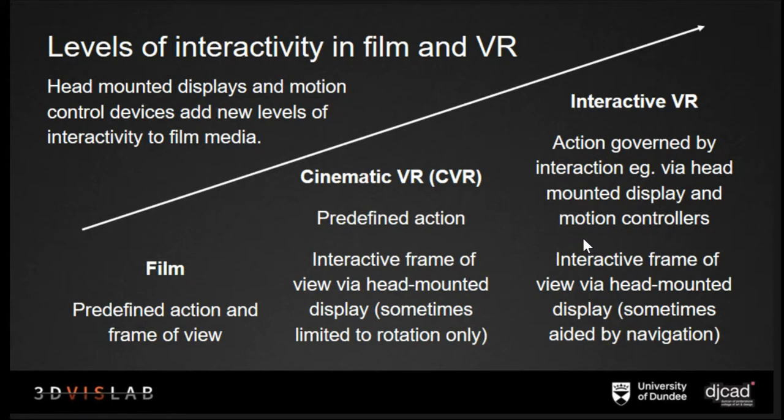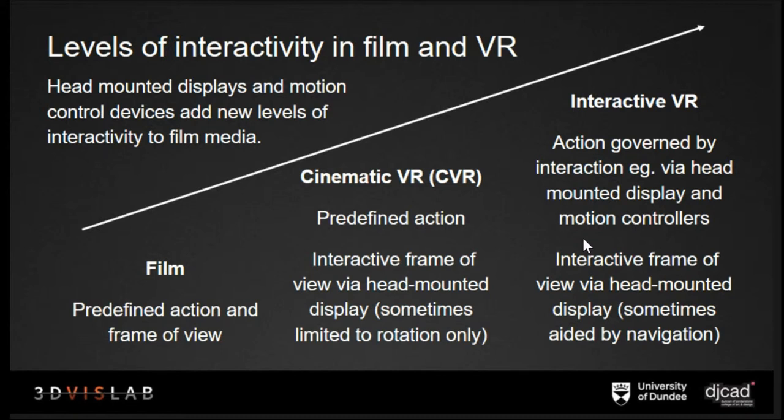So in practice, this interactivity comes in different levels. On one extreme, we have film, where action takes place within a predetermined frame of view. We'll come back to that in a second. In cinematic VR, the next level up, this allows the viewer to look around from a fixed position in 360 degrees, albeit with limited interaction with the environment.